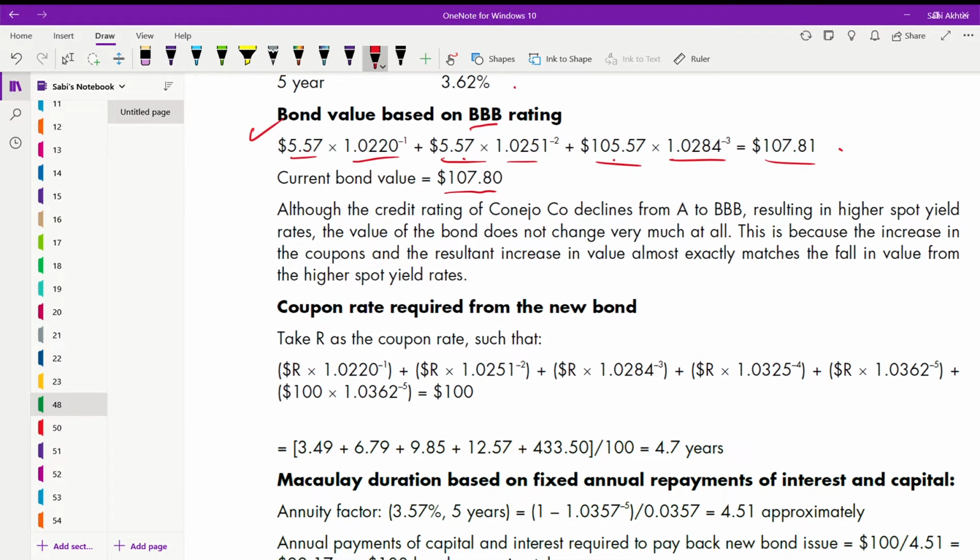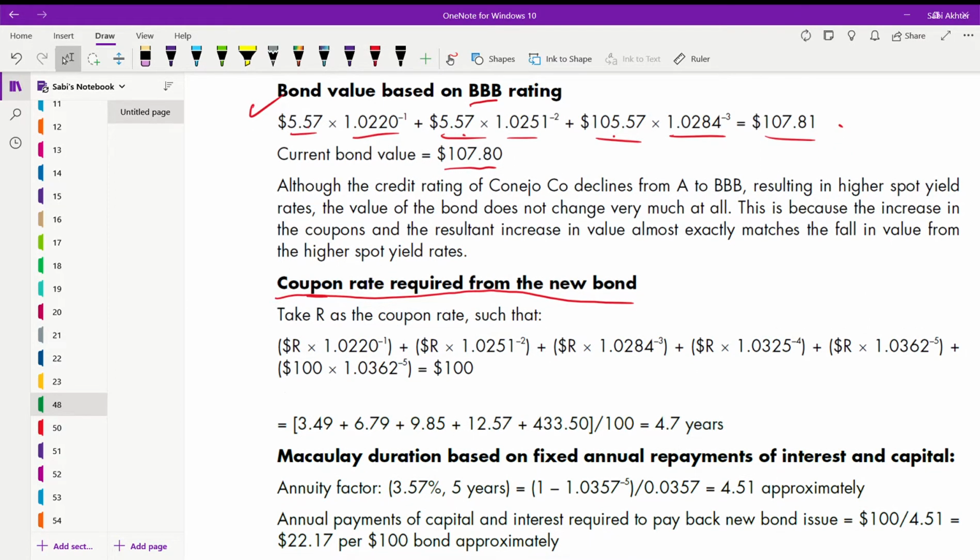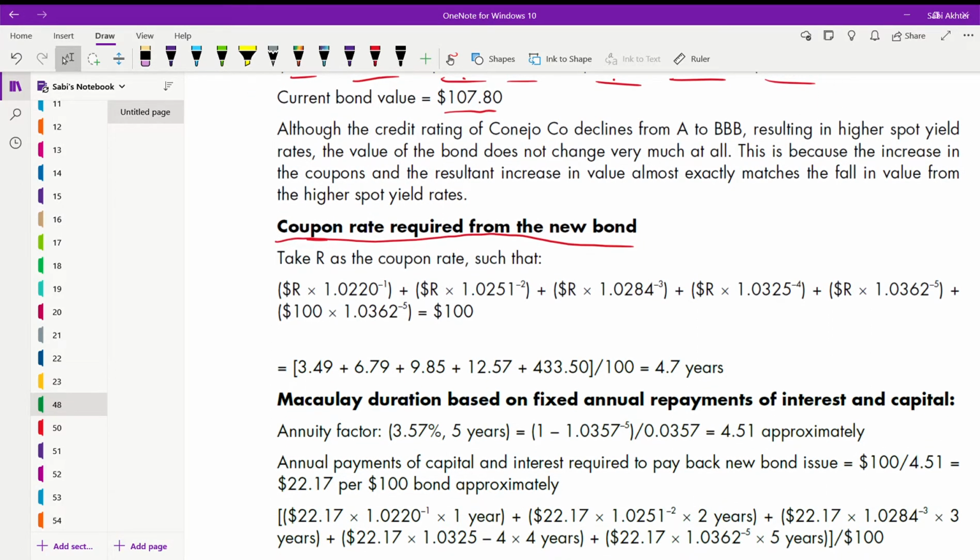Next part is the coupon rate required for the new bond. See how they have used it in subheading? The different requirements you are giving at a subheading. Your subheading should be very specific to the point, not lengthy subheadings. Don't waste time in beautifully arranging your subheadings, writing lengthy subheadings, or copy pasting exactly the same required. No, coupon required for new bond.